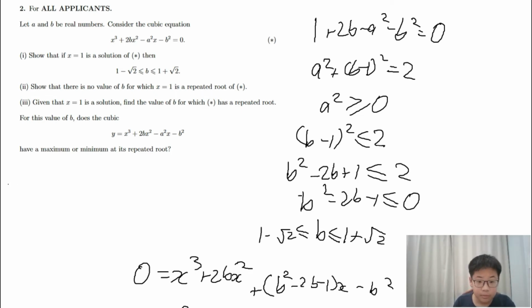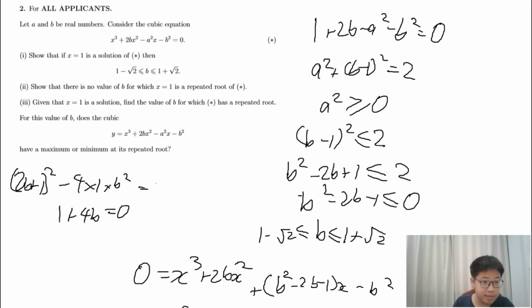So, when x equals 1 can never be a repeated root, it can only have a repeated root by the quadratic factor having a repeated root. So this means (2b plus 1) squared minus 4 times 1 times b squared, that's the discriminant, equals 0. If we calculate this properly, 1 plus 4b equals 0, and b equals negative a quarter.